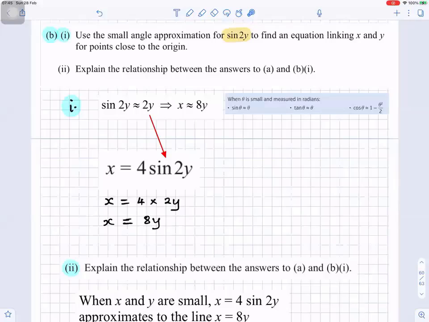Part B says use small angle approximation. So sine 2y is approximately 2y. So that means x is approximately 8y. This is a small angle approximation formula: sine theta is approximately theta, tan theta is approximately theta. So that means x is equal to 4 times 2y, which gives you 8y.